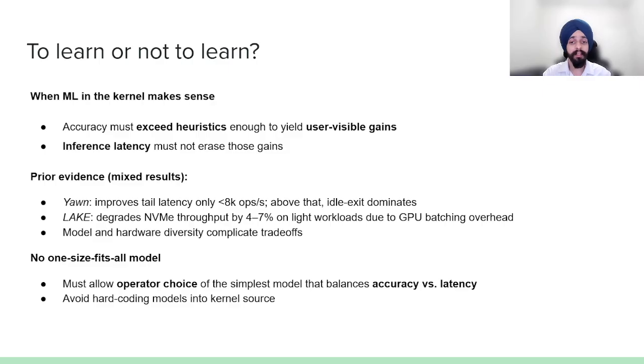The lesson is clear. There is no one-size-fits-all model. The framework must let operators choose the simplest model that balances accuracy and latency for their deployment, and that choice must be swappable without having to rebuild the kernel.